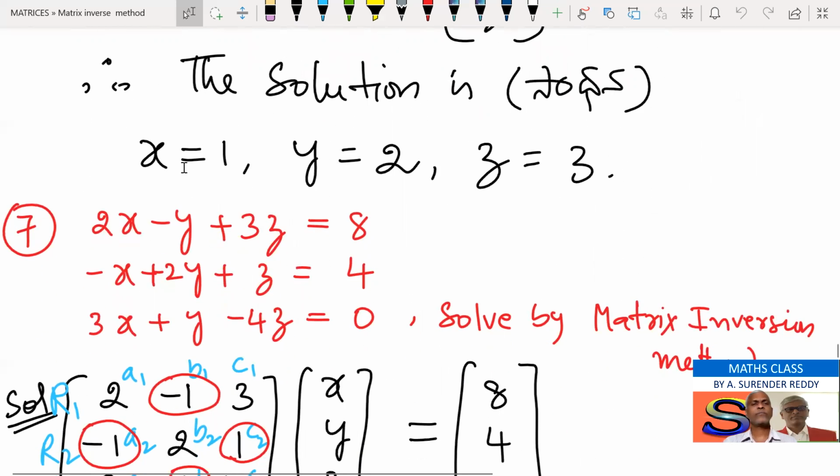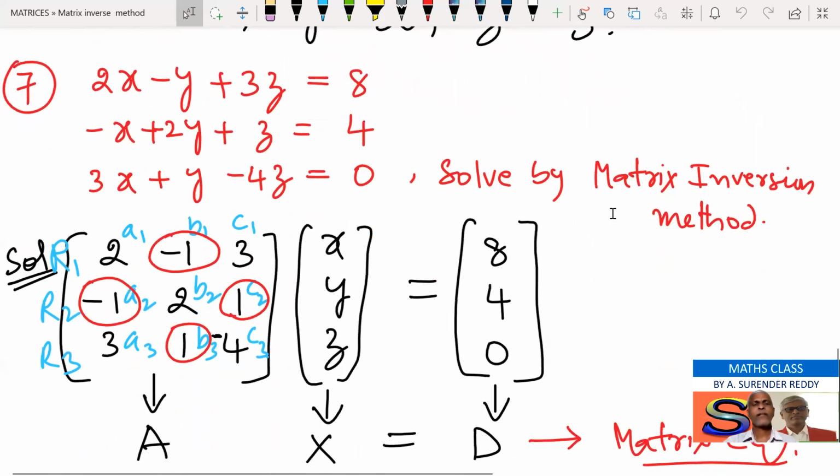You can check the answer by substituting these values in one of the given equations. So now let us consider one more problem. This is the 7th problem from the exercise. 2x minus y plus 3z is equal to 8. Minus x plus 2y plus z is equal to 4. 3x plus y minus 4z is equal to 0. Solve this system of equations by the matrix inversion method.